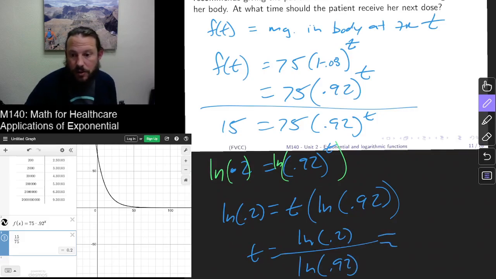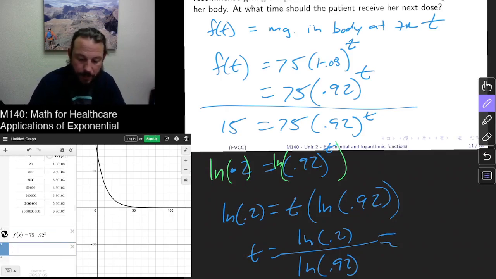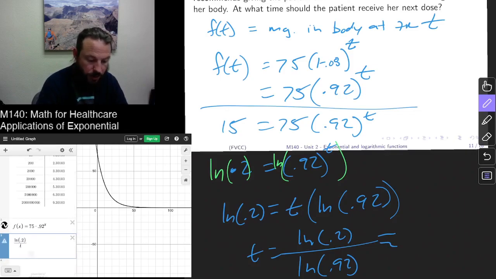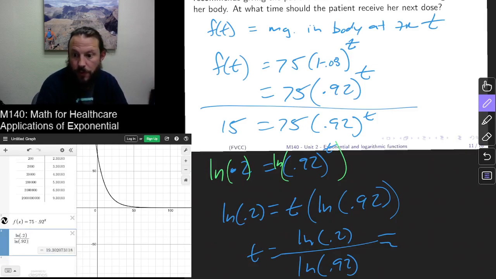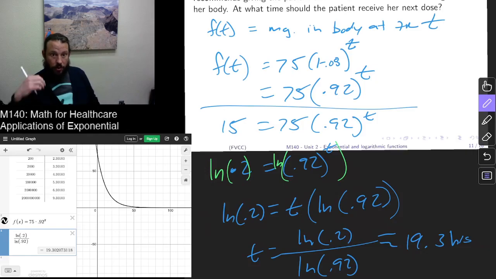And that comes out to be approximately, I don't know what that is, ln of 0.2 divided by the natural log of 0.92, and so approximately 19.3 hours.